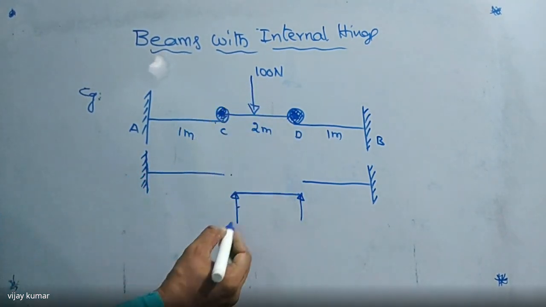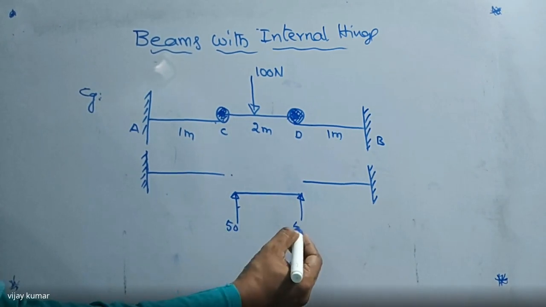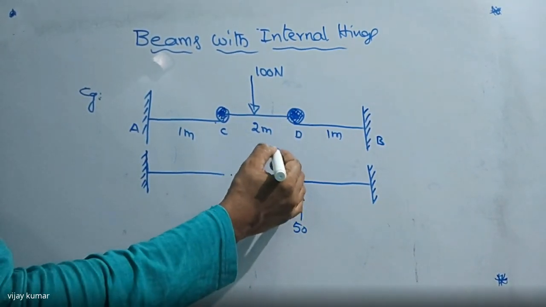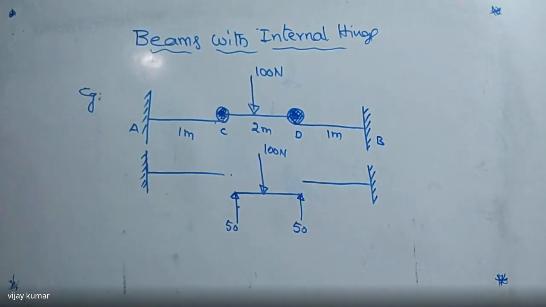The total is 100. This must be equal to 50. And this is equal to how much? 100 newtons. So portion CD is over. Did you get my point or not?